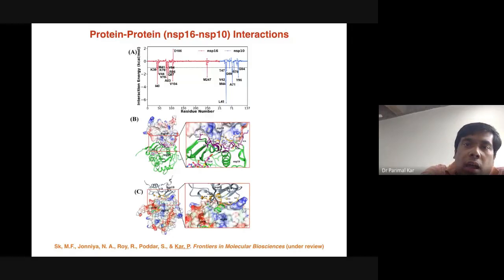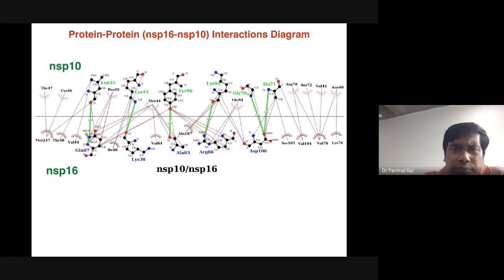Which amino acids are taking part, you can just look at from figure A. Their locations are shown in figure B and figure C. This figure exactly shows the hydrogen bond and the hydrophobic interactions between the amino acids. As I said, the experimental result came out lately. Our finding, from the computational study, exactly matches with the experimental study. Whatever amino acids we have found as hotspot residues, the experiment also supports the same thing.